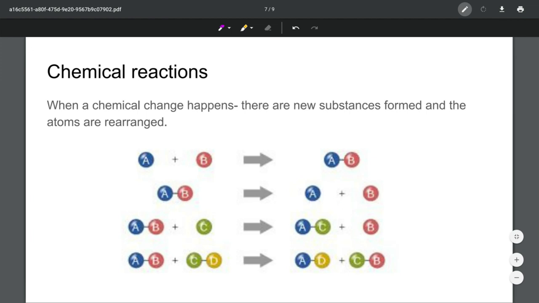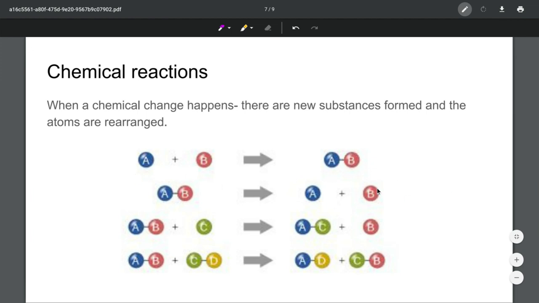So that's splitting a compound up. Here we've got a compound and an element, and you can see what's happened. This element has snuck in here and kicked B out. We're going to talk about that later on in the week. It's called a displacement reaction. And then here we've got two compounds rearranging to two new compounds. Okay, so there are other ways that chemical reactions happen, but these are just some examples of how chemistry works. Sometimes you've got elements when there's just one type of atom, sometimes you've got compounds.